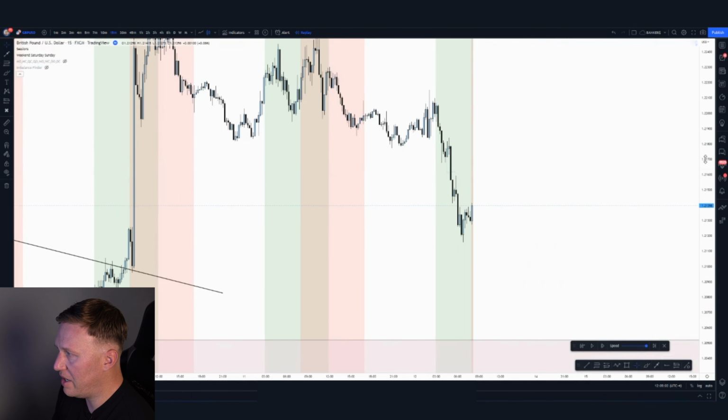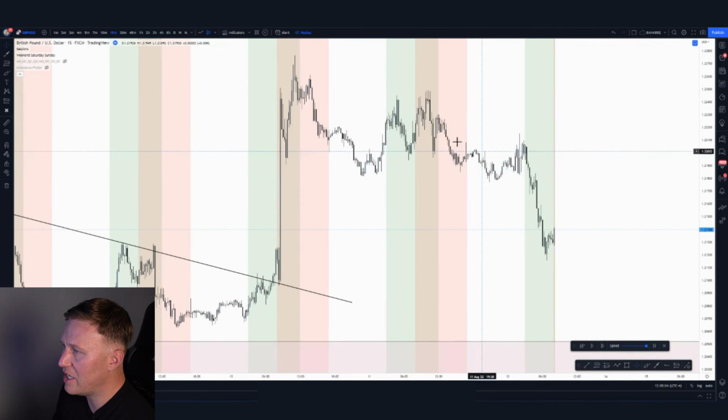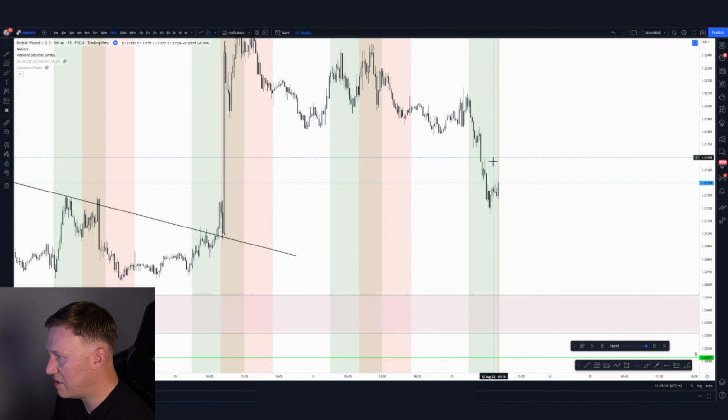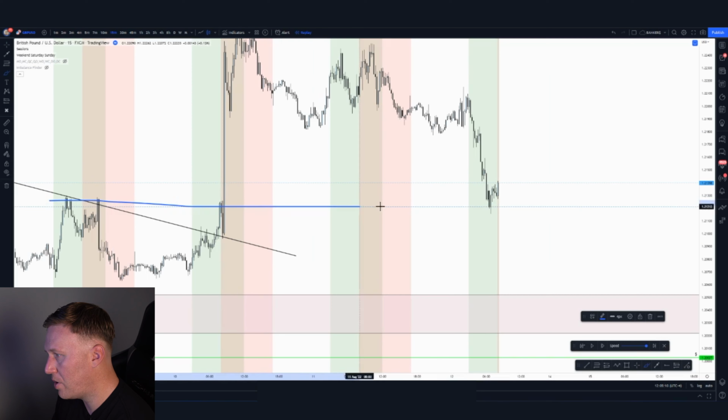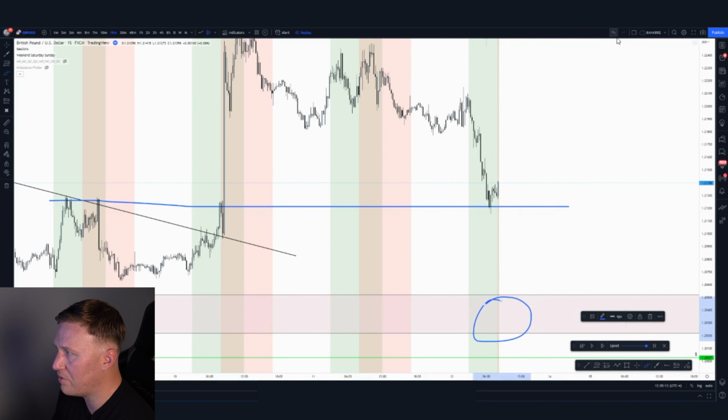So here we're basically just diving into the pullback here with price approaching that trend line and that support level here, and then we have that other support level down here.